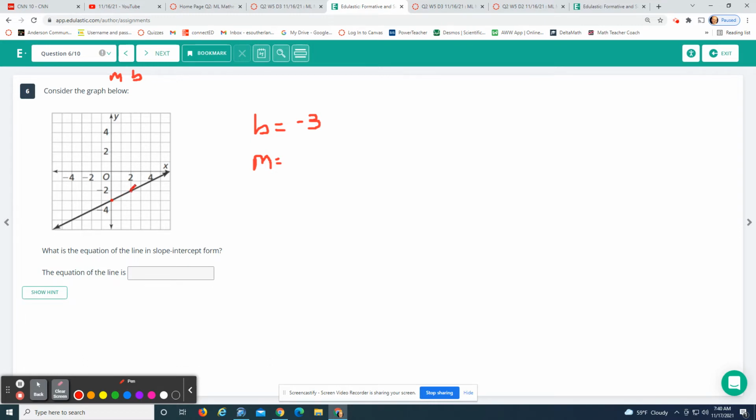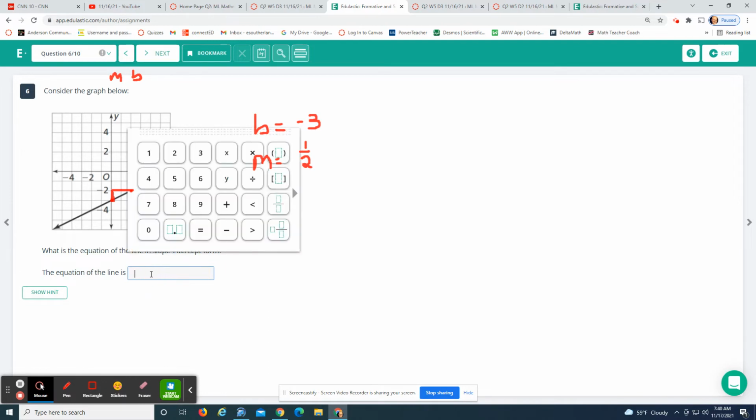And then it crosses again right there. It has a rise of 1 and a run of 2. So the slope is 1 over 2. The equation that you type in is y equals 1 over 2. Click beside it, x minus 3. Y equals 1/2 x minus 3.